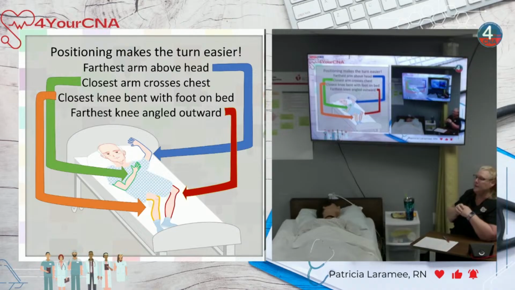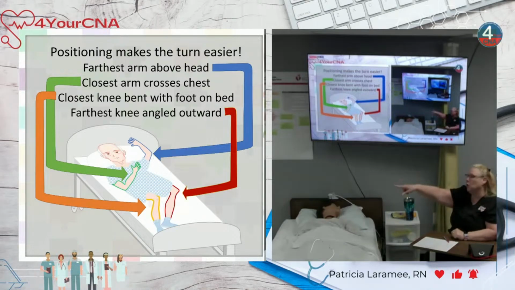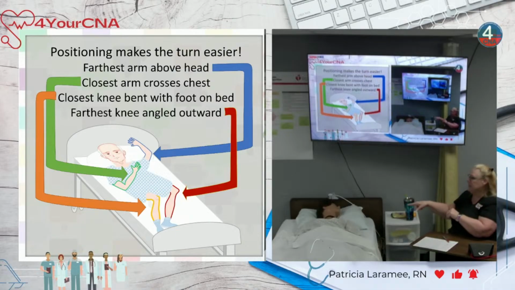The way we do this is the... Remember, I'm always going to turn a patient away from me. Keep that in mind. We have to turn our patients away from us. So if this patient is going on her right side, facing that way, I'm going to be on this side of the bed because I'm turning her away from me. If I'm going to position this patient on her left side, I've got to be on that side of the bed to turn her away from me.